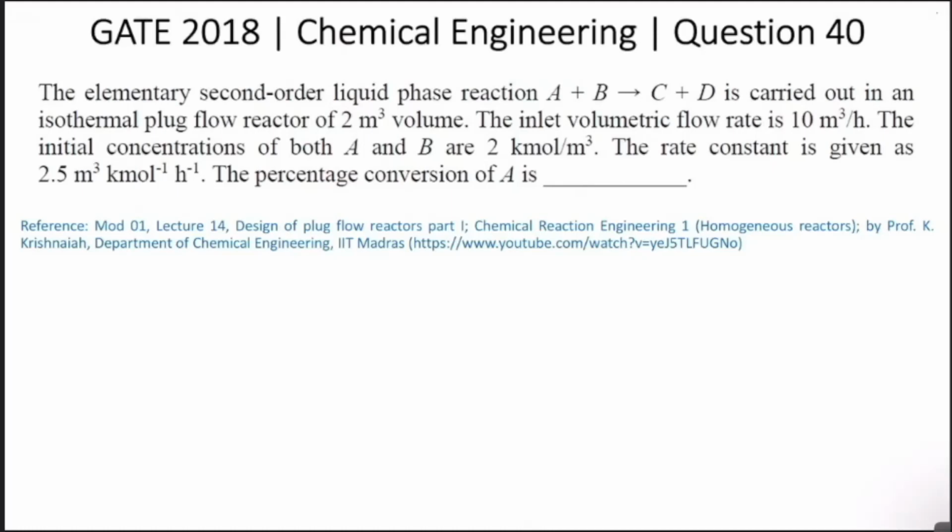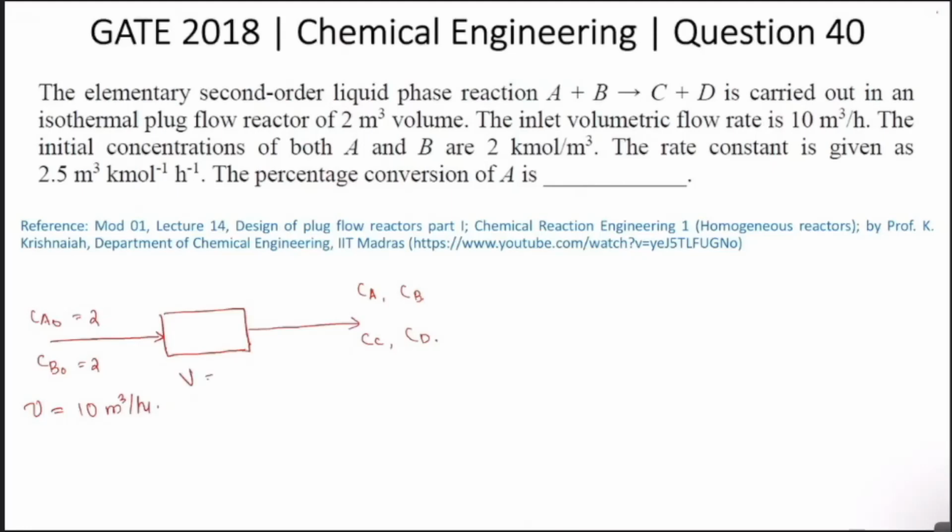So here in this question, let us first represent the data given to us. We have a PFR, and inside the PFR there are two reactants, A and B, with initial concentrations CA0 equal to 2 and CB0 equal to 2. And the outlet will consist of CA, CB and the products CC and CD. Now the flow rate nu is given as 10 meter cube per hour and the volume of the reactor V is given as 2 meter cube. So using these data, we need to find the percentage conversion, which is XA in percentage.